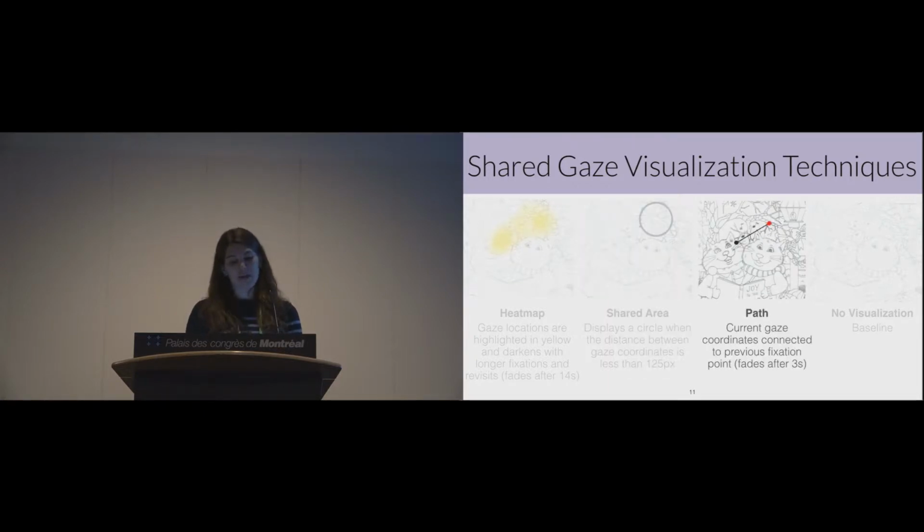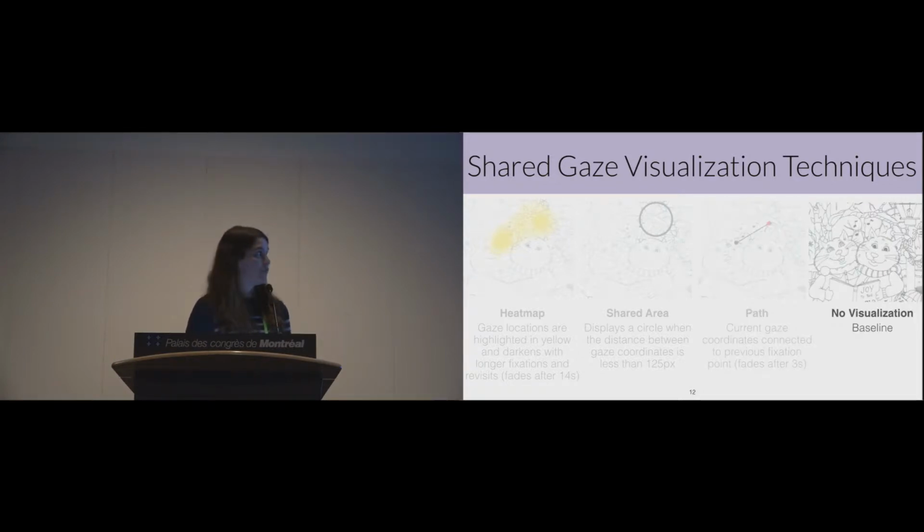And lastly, we have the path visualization, which is illustrating a current fixation point, as well as most recent scan path. So it's connecting a current fixation point with a previous fixation point, which is meant to draw connections between how someone is looking at the visual space, as well as illustrate where they're currently fixating at all times. And we have a no visualization baseline.